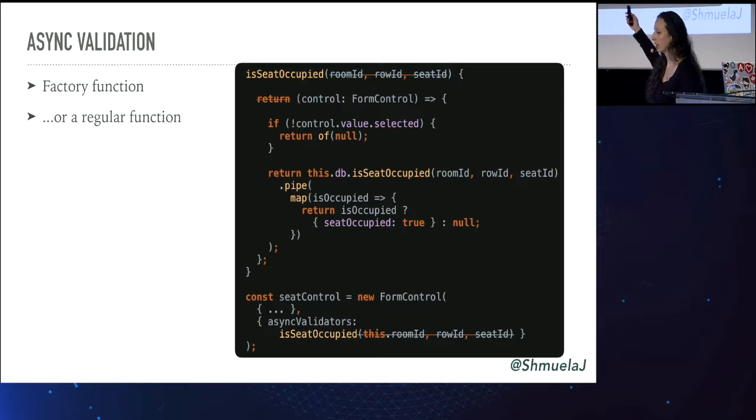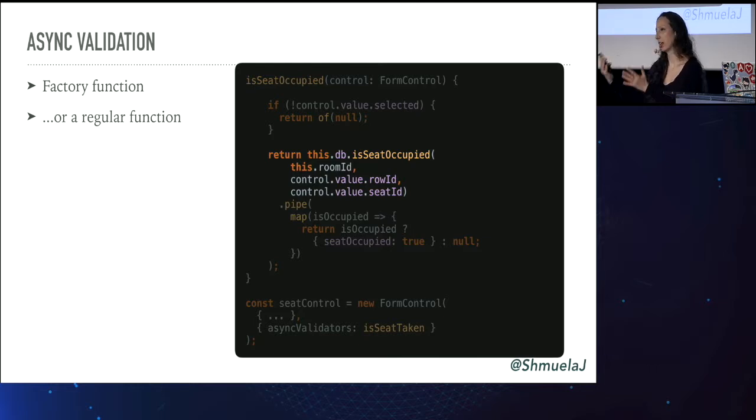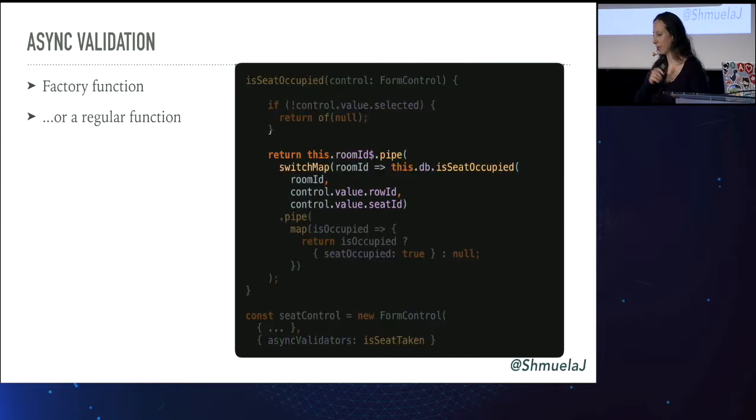But here we can get the room ID, row ID, and seat ID from somewhere else. We don't need to pass them when we're creating the control, and we don't need to have a different function for every seat control. So we get rid of that, and we have the control itself. In the control we have the value of the row ID and the seat ID, because I wanted to keep all the values there. And what about room ID? We have the observable for it.